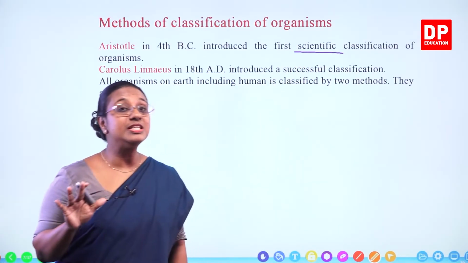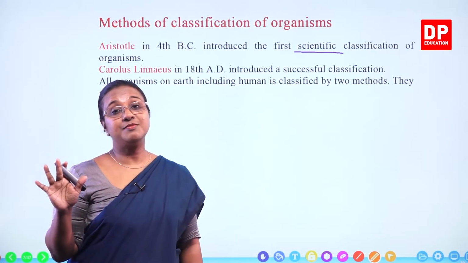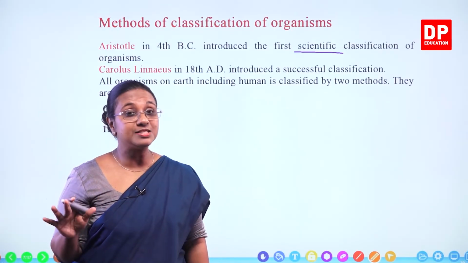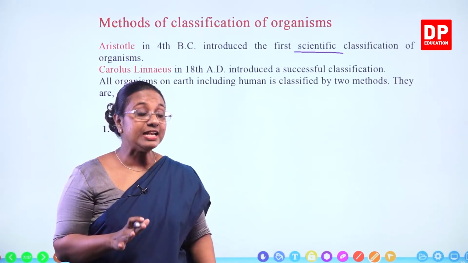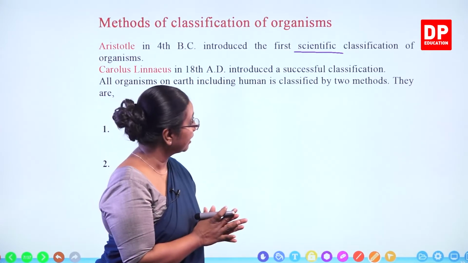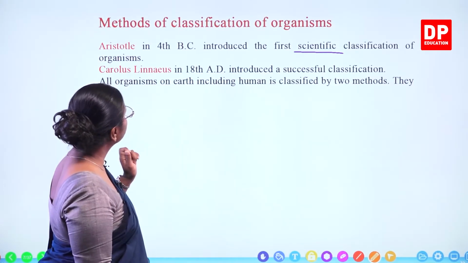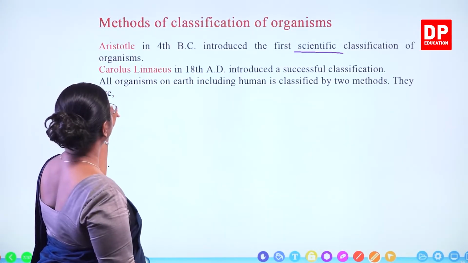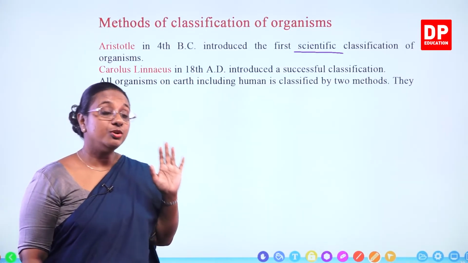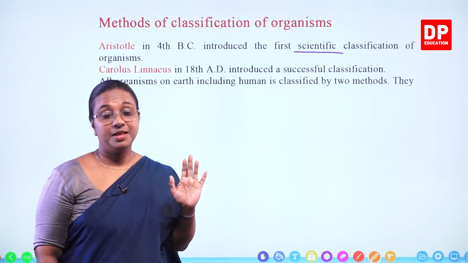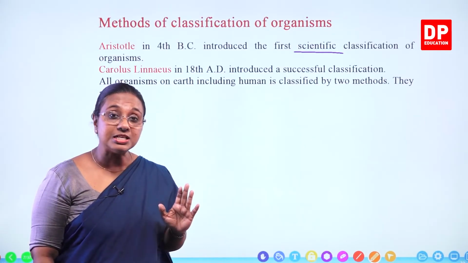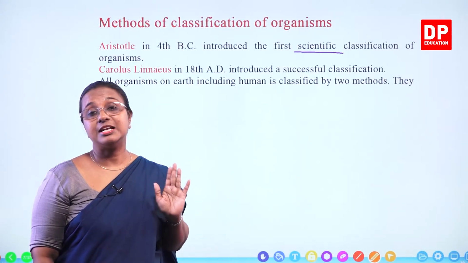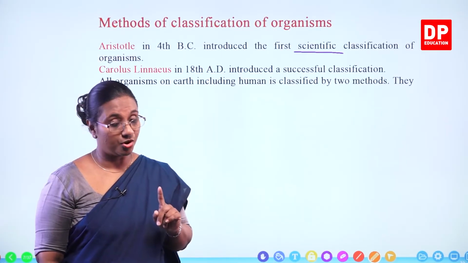So I mentioned this term, scientific classification. So that was a systematic classification. And he did that a very, very long time back. So Aristotle in 4th BC introduced the first scientific classification of organisms. So you have to remember him, that he was the one to introduce the first scientific classification, Aristotle.